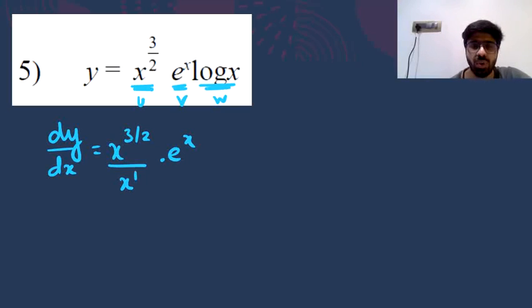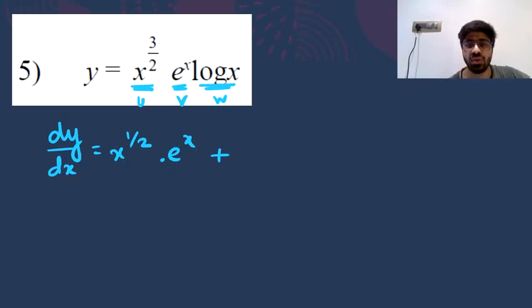and x is like x power 1. So a power m upon a power n, that is a power m minus n. So this is x power 3 by 2 minus 1, and 3 by 2 minus 1 is half. So we have x power half, and that is our first term. Keep in mind we took the derivative of w here.